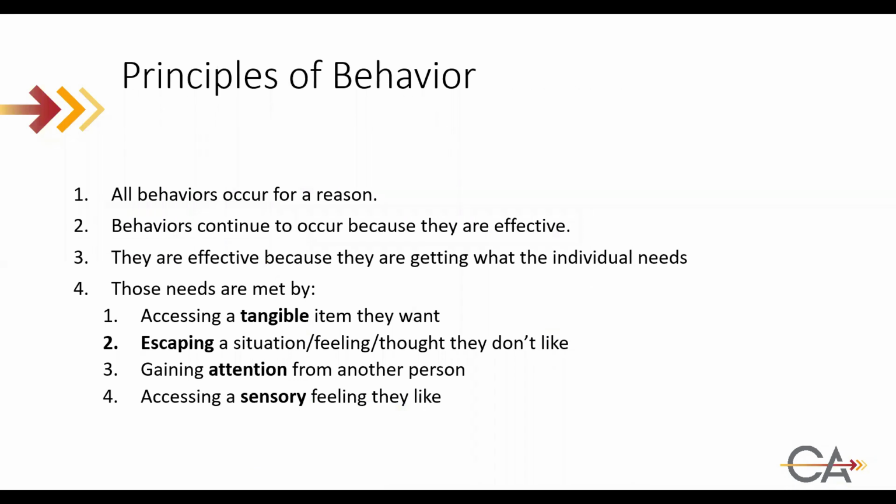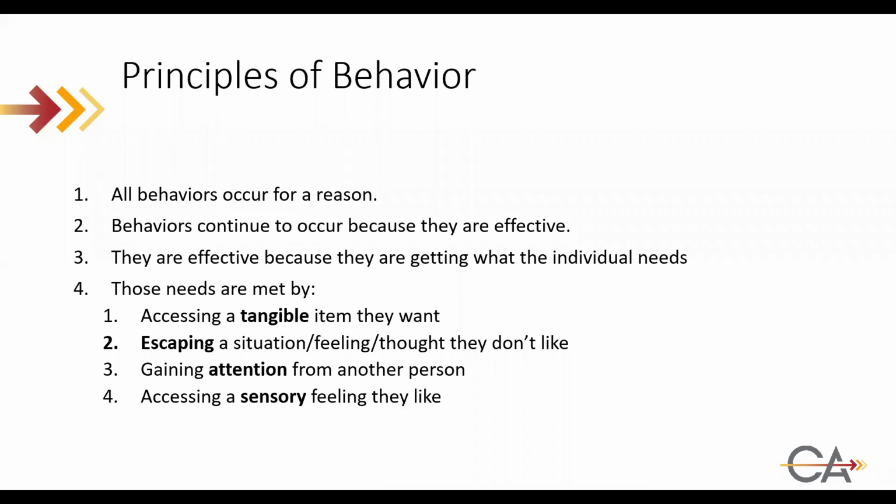So, the principles of behavior. All behaviors occur for a reason. We may not always know that reason, but there is a reason there. They continue to occur because they are effective. And they are effective because they're getting the individual what the individual needs or wants.